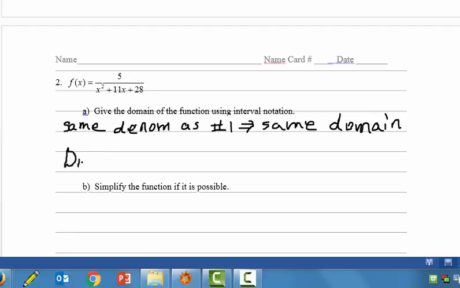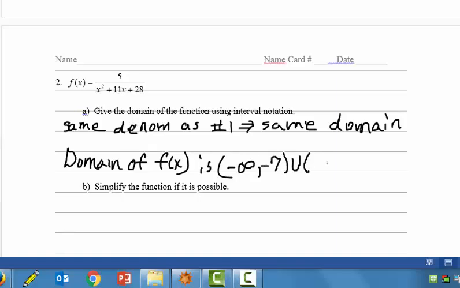So the domain of f of x, since the denominator is identical to the previous problem, are all the numbers left of -7, united with all the numbers between -7 and -4, united with all the numbers to the right of -4.